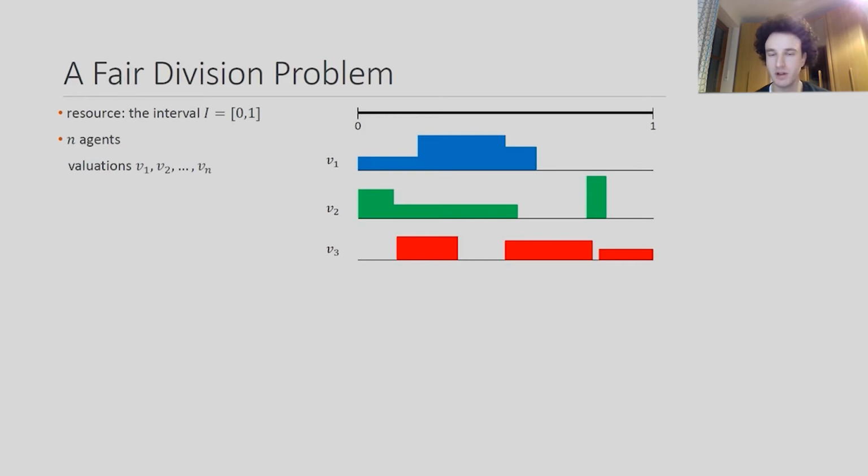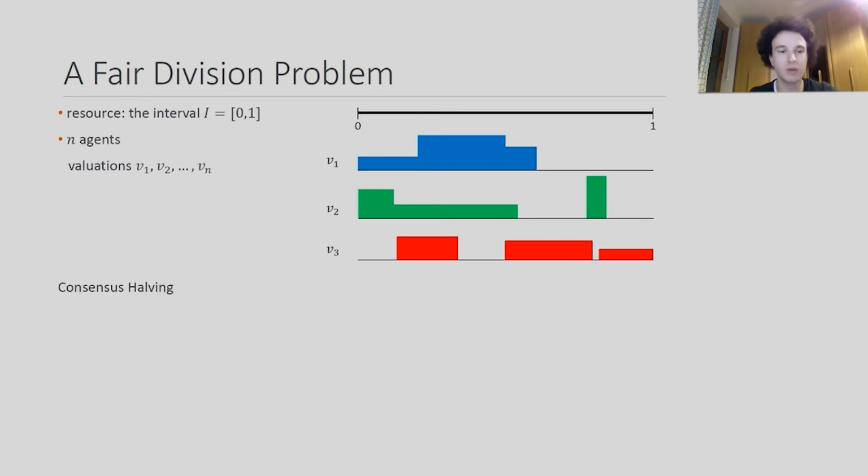And this is modeled by having a valuation function for every agent, which basically tells us for every subset of the interval what value the agent associates to it. In this simple case, we're looking at densities. So basically the blue blocks you see are the density function of the first agent, and the interpretation here is simply that the amount of value that an agent has for a subset of the interval is the amount of blue volume, and analogously for the second and third agent.